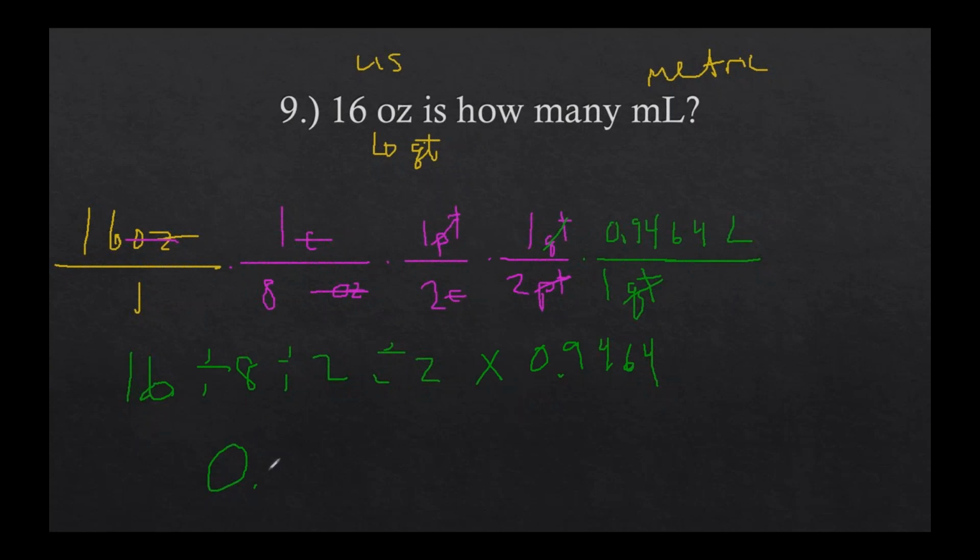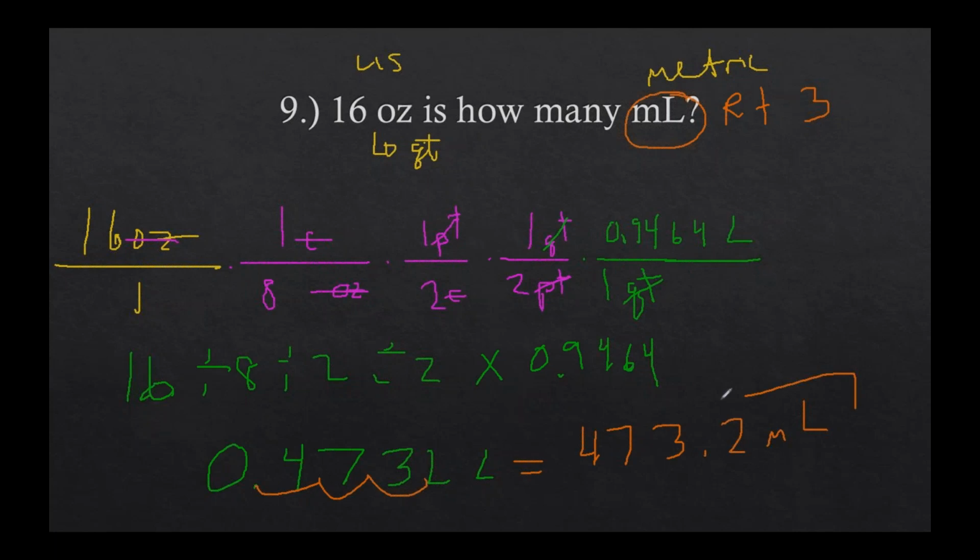I'm going to give you just a second, so hopefully you're playing along. If we're looking at how many liters we have, we should end up with 0.4732 liters. Unfortunately, that does not answer the question because the question says milliliters. So then you go to your metric system and you say, okay, if I go from liters to milliliters, I have to move right 3 places. So I take my decimal and go 1, 2, 3, and that gives me 473.2 milliliters.